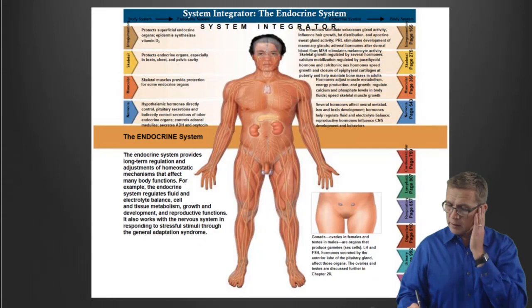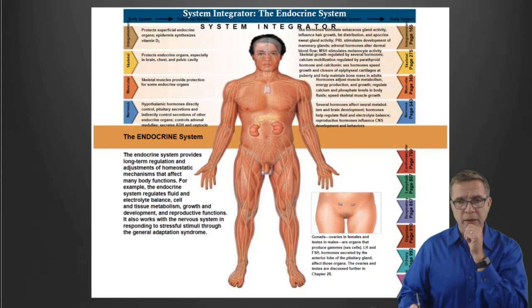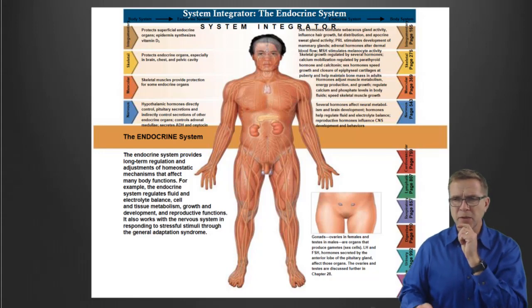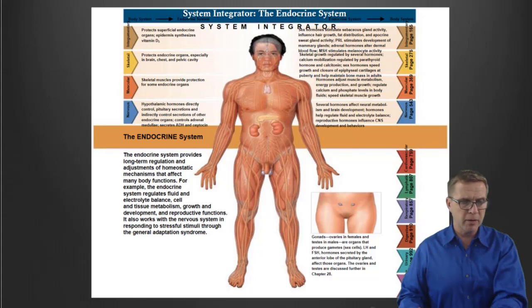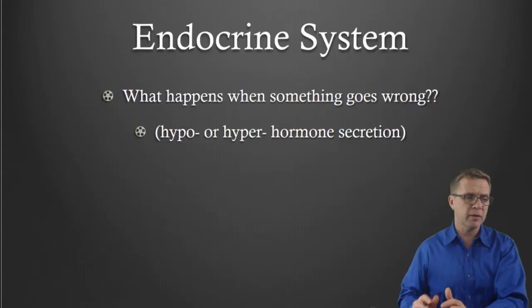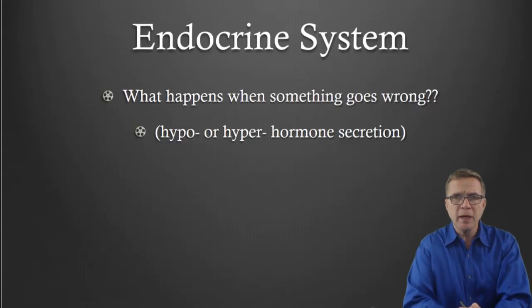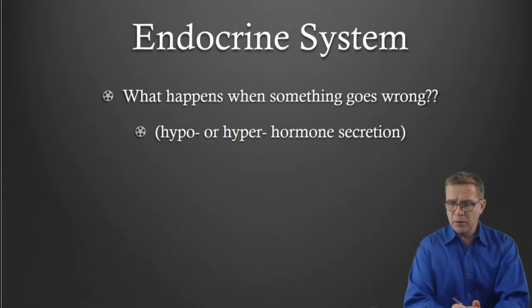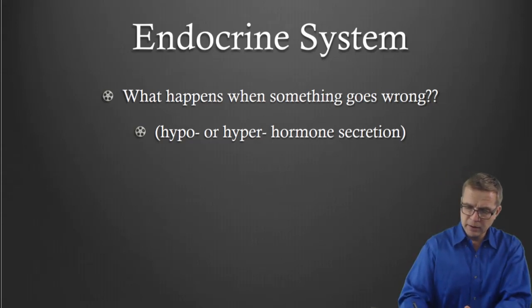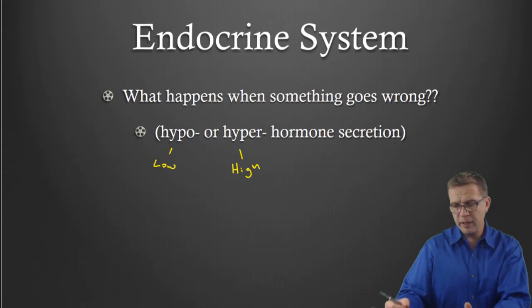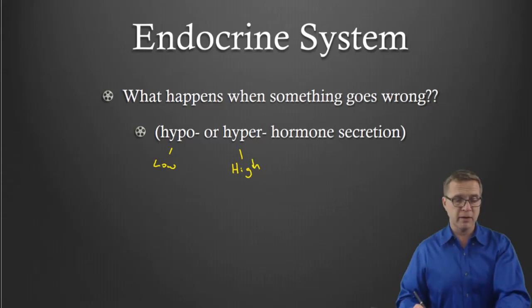So that was kind of quick, just revisiting some of the stuff we've already talked about. What I really want to talk about is this right here, which is what happens when something goes wrong. That means we have hypo or hyper secretion of a particular hormone. Hypo meaning too little or low, and hyper is high. You know that already, but might as well state the obvious.